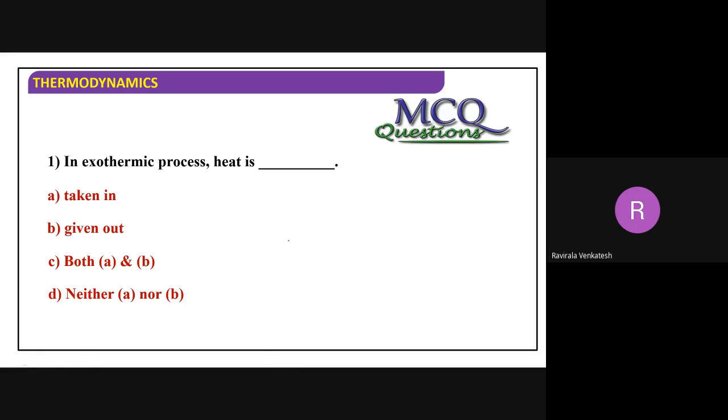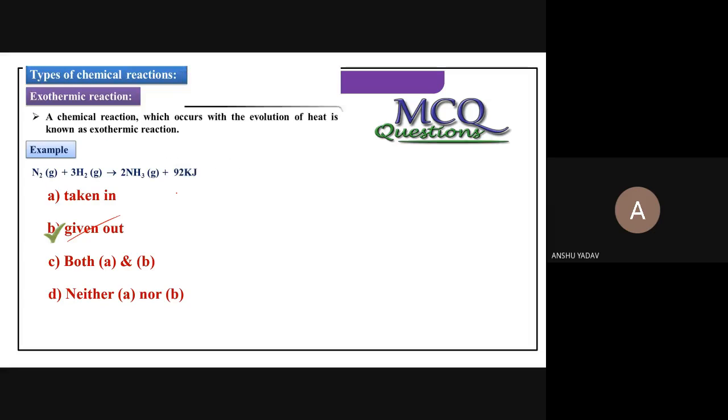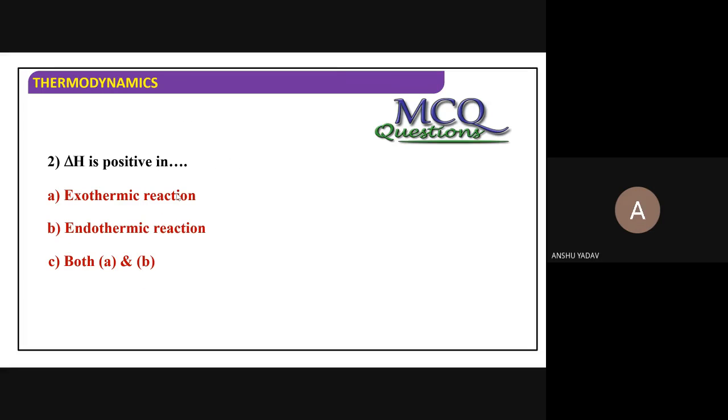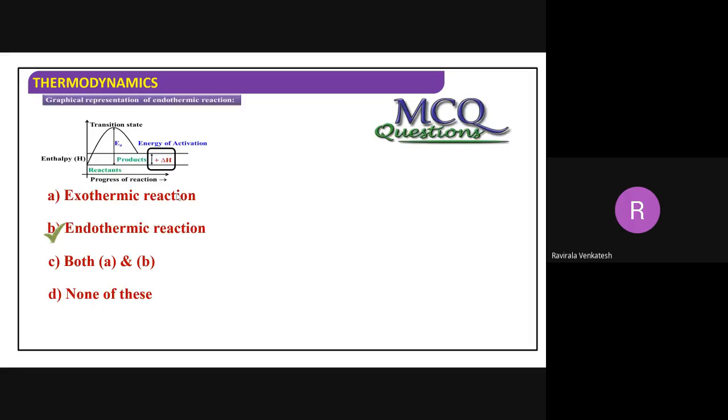Can you give the answer for this one? In an exothermic process, heat is given out or taken out? Definitely, given out. Delta H is positive for which reaction, beta? Endothermic.